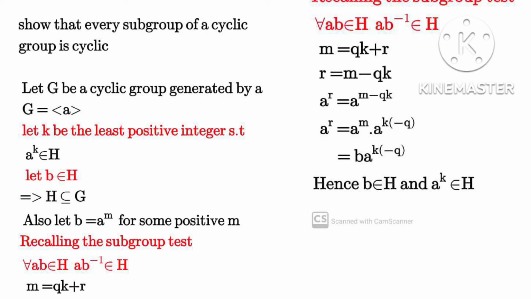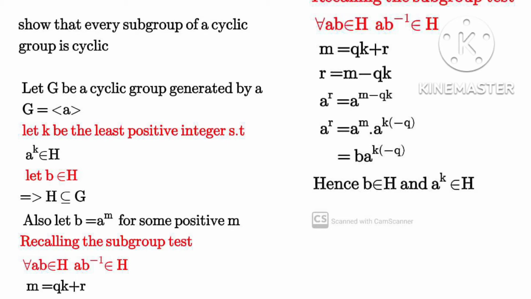And we have G. Since G is the generator of all the set, this simply means that a raised to power k can also be in H. And for a raised to power k to be in H, this implies that H is a subset of G. And for it to be a subset, it must also be a subgroup of G. Do you understand? Now, we also let b be a member of H.